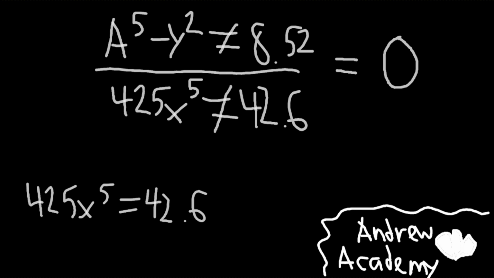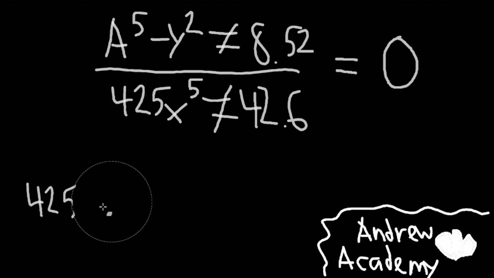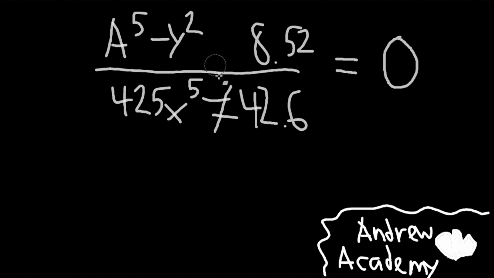As you all know, this is a move that we can do in math. So what we're going to do is cross-cancel both of these equal signs. So let's just erase those and just add a plus in there. There we go. So it actually becomes a to the power 5 minus y squared plus 8.52 divided by 425x to the power 5 plus 42.6 equals 0. So this is a huge leap in trying to solve this Dreamherd equation.